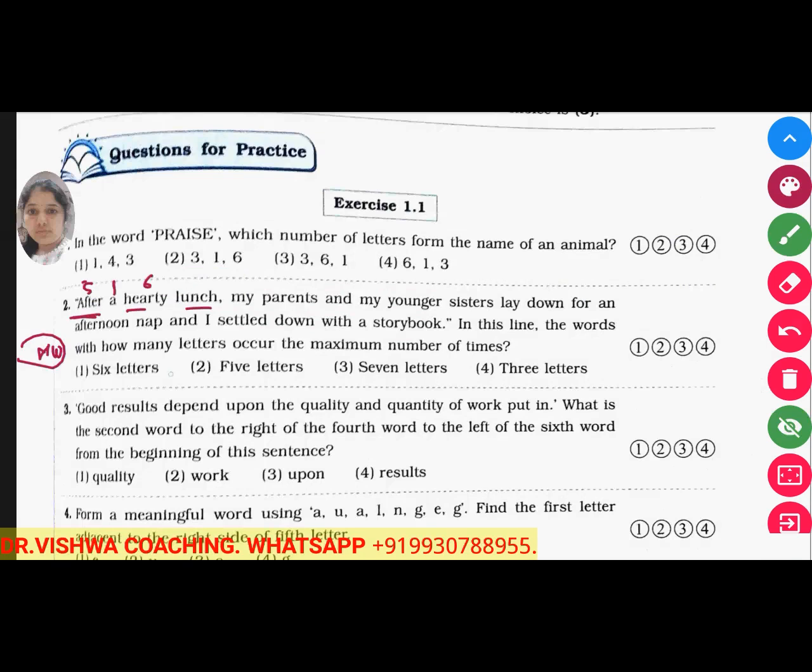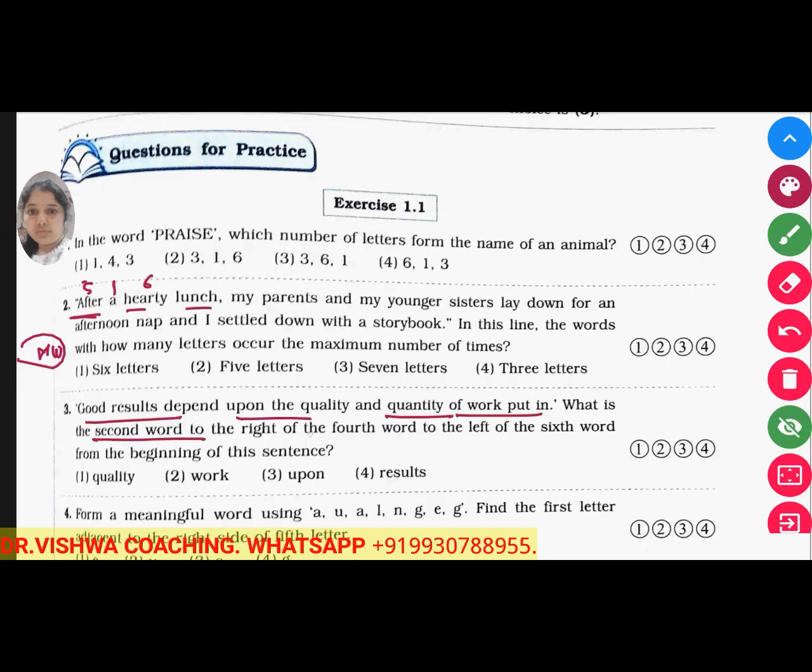Now if 6-letter words come maximum time, your option is 6. If 5-letter words come maximum time, your option is 5. Second option, 7 letters, that you can think about at ease and solve at home. Good results depend upon the quality and quantity of work put into it.